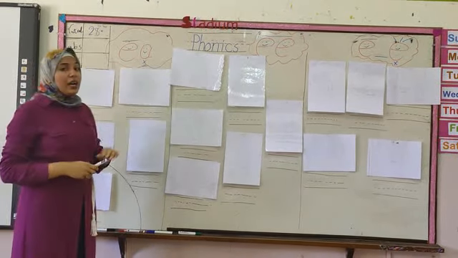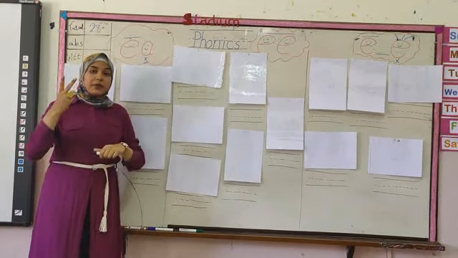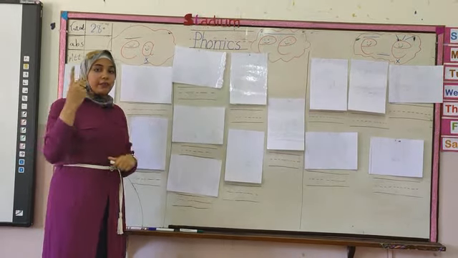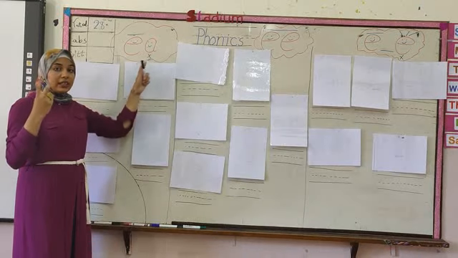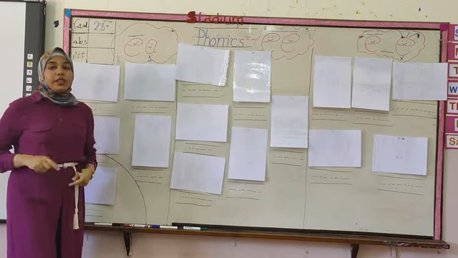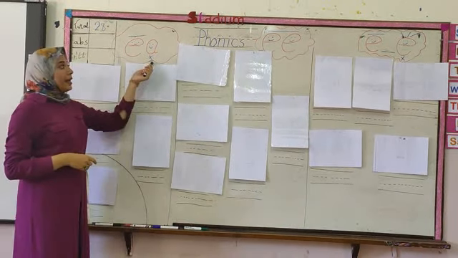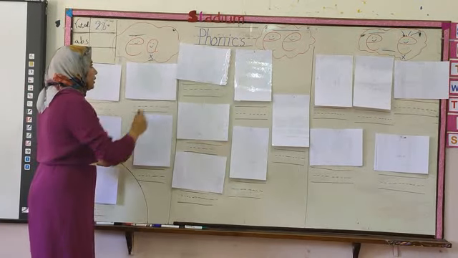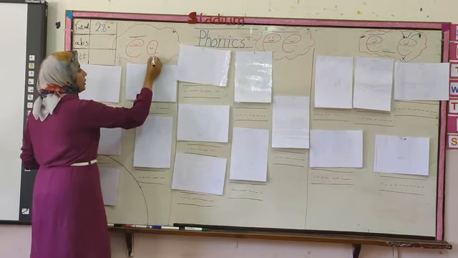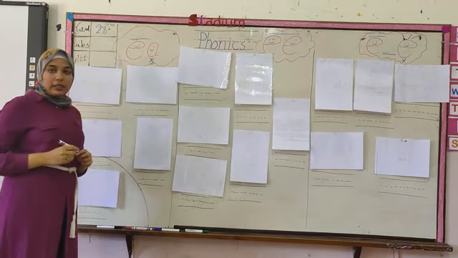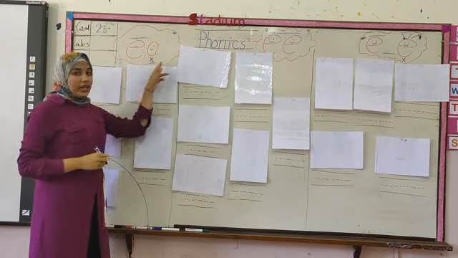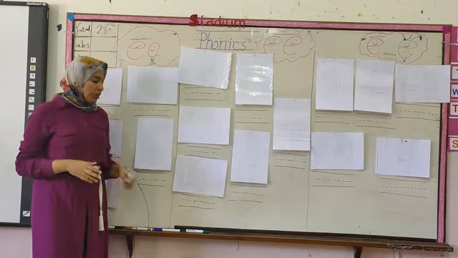So, do you remember our song? When two vowels are walking, the first one does the talking and the second one is silent. Very good, kids. So, when E, A come together in a word, the letter A here is silent, and letters E and A make the long E sound. So, E, A, E sound.